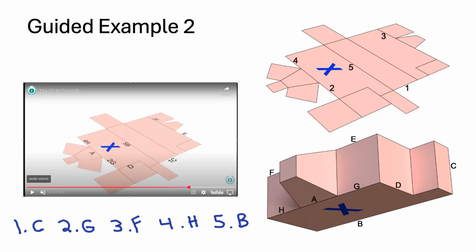So therefore, C will be the answer to number 1. And indeed it is. This 1, this edge here, is associated with the face that is in the base of the 3D image. So again, we have our answers. We have 1 is C, 2 is G, 3 is F, 4 is H, and 5 is B.